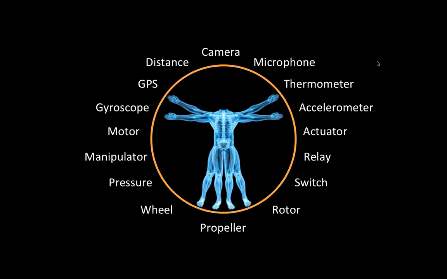You can connect sensors to your devices, like cameras, microphones, thermometers, accelerometers, gyroscopes, etc. So that the devices can see and hear and sense the world around you. And then you can connect actuators to your devices, things like motors, relays and switches, so that your devices can manipulate the physical world around it. And then finally, of course, you can attach wheels, propellers, or rotors so that your device, if needed, can fly, crawl, or swim.